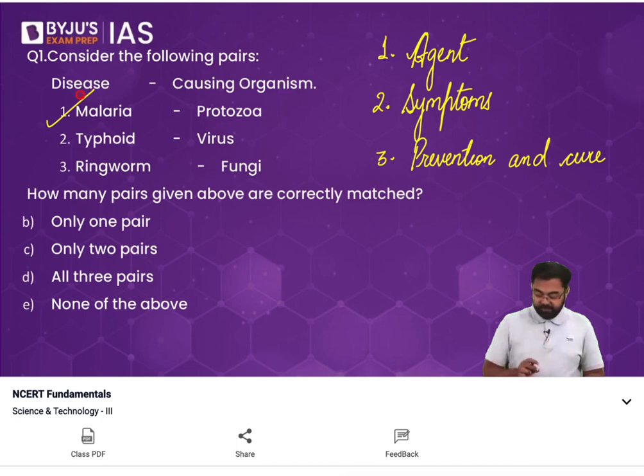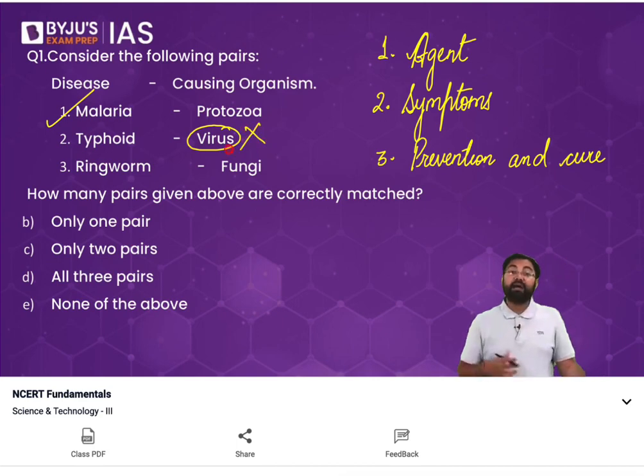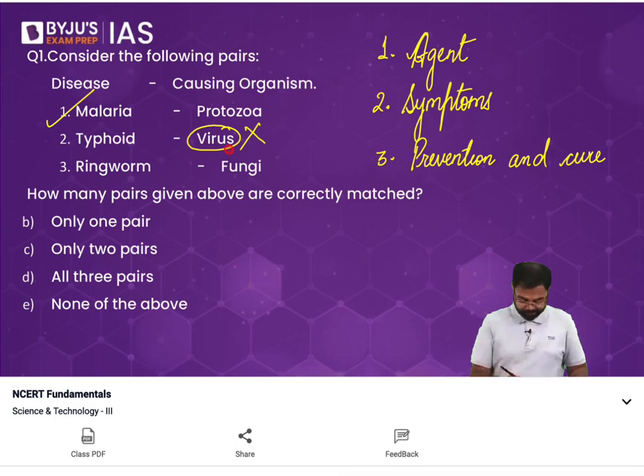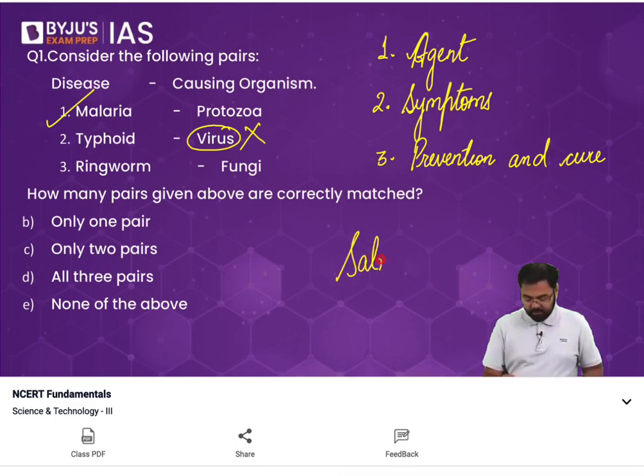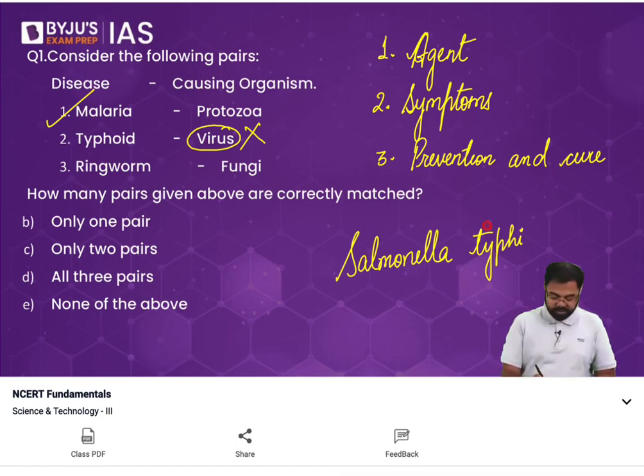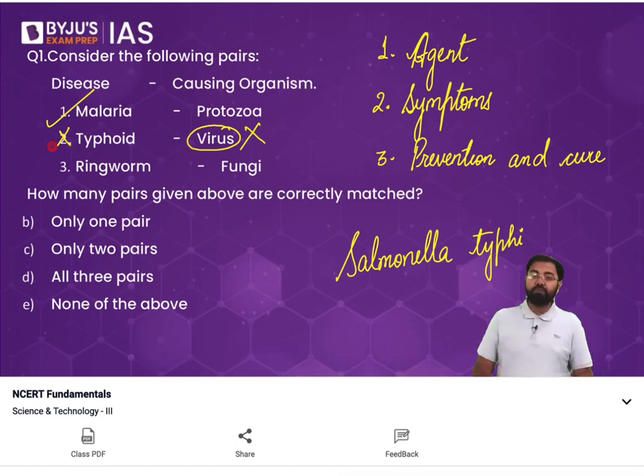Second one is typhoid versus virus. Is this a viral disease? This is wrong. Typhoid is a bacterial disease, caused by a bacteria called Salmonella typhi. This causes typhoid. So that's why this pairing is wrong.